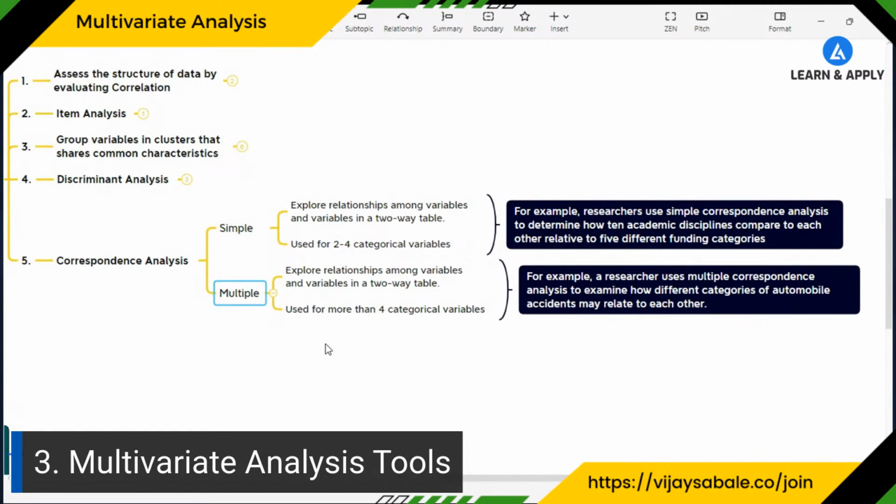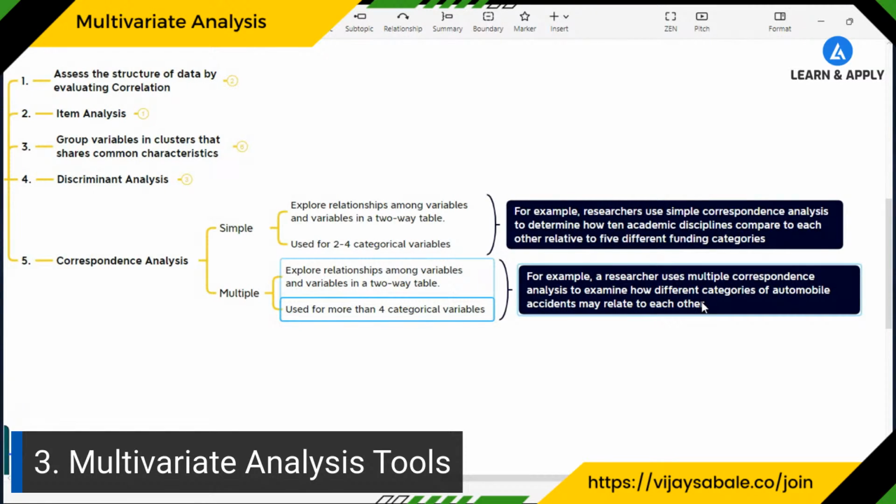Now, the application of multiple correspondence analysis is an extension of simple correspondence analysis. This we are going to use if you have more than 4 categorical variables. The application, if you see, is the same. Explore the relationship among the variables, and the data is also in a two-way table.